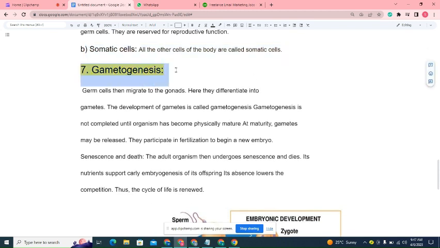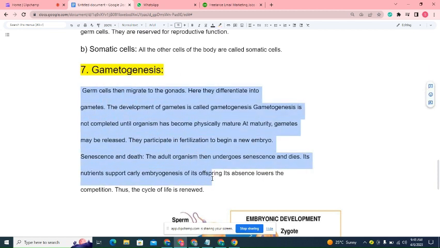Seventh feature is gametogenesis. Germ cells then migrate to the gonads. Here they differentiate into gametes. The development of gametes is called gametogenesis. Gametogenesis is not completed until the organism has become physically mature. At maturity, gametes may be released. They participate in fertilization to begin a new embryo.